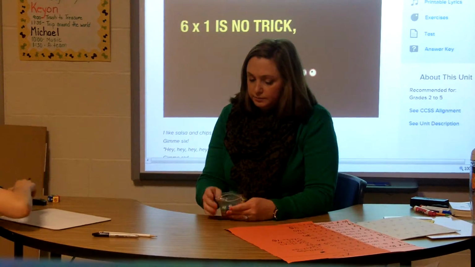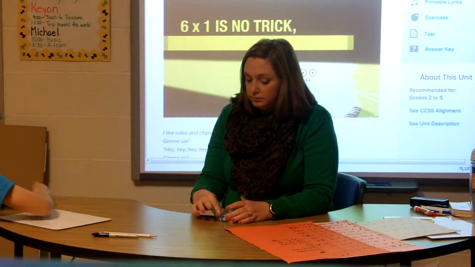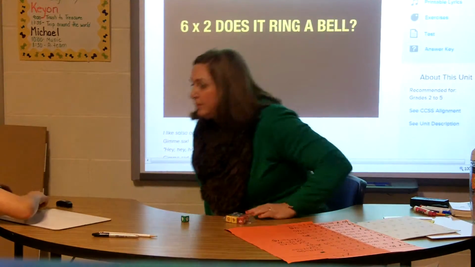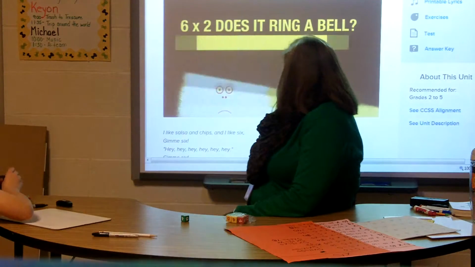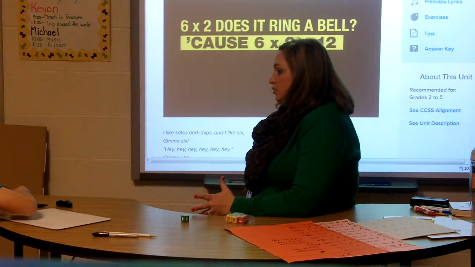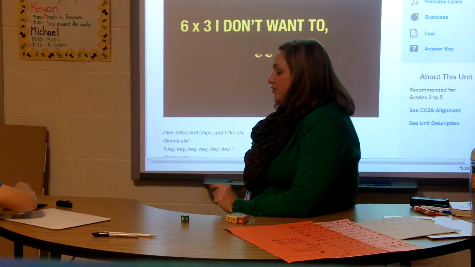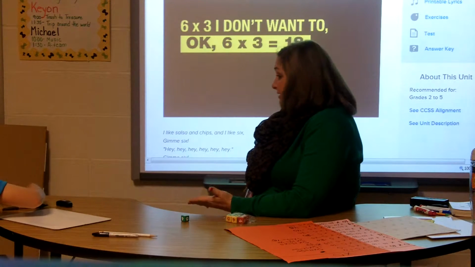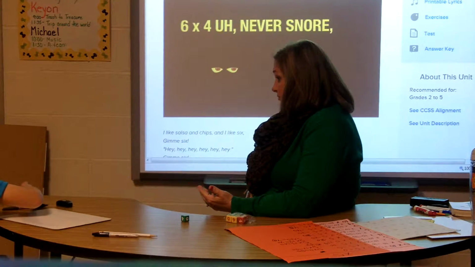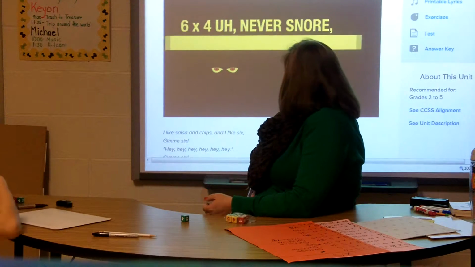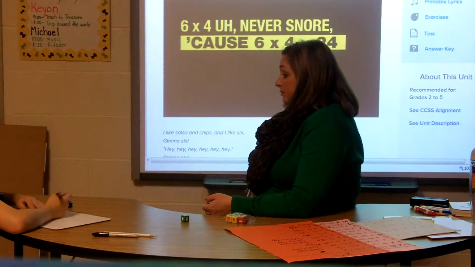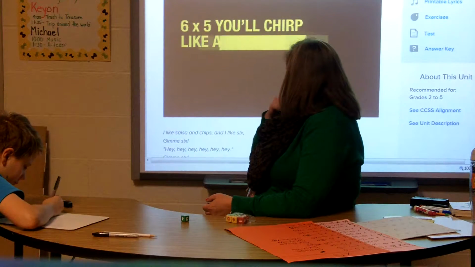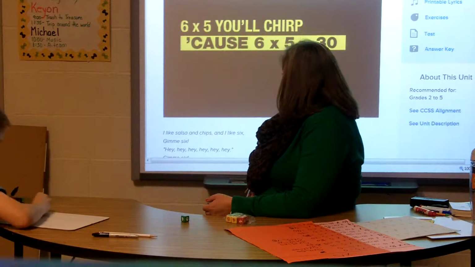6 times 1 is no trick, cause 6 times 1 is 6. See if you know when we get to 2, doesn't ring a bell, cause 6 times 2 is 12. 6 times 3, I don't want to make me. Okay, 6 times 3 is 18. 6 times 4, never snore, cause 6 times 4 is 24. 6 times 5, you'll chirp like a birdie, cause 6 times 5 is 30.